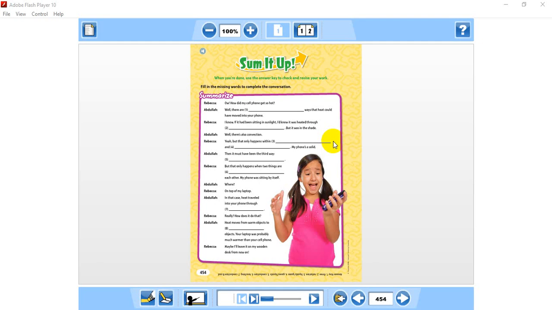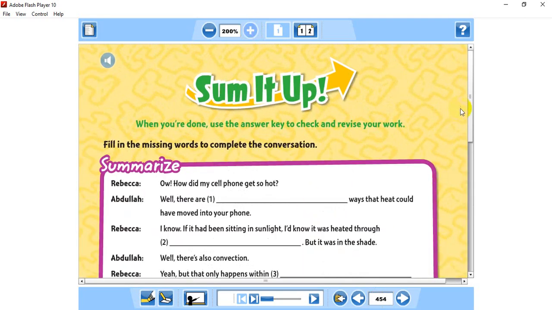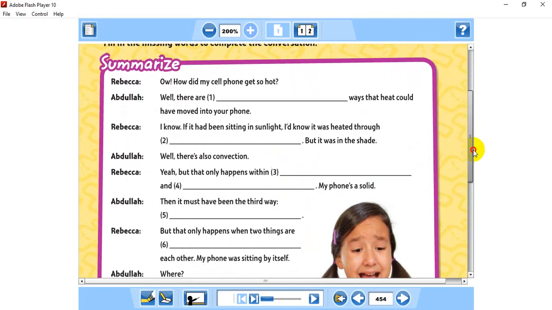So let's start with page 454. Okay guys, this is page 454. Let me zoom in on the page to see well what we will answer exactly. We have to answer this question to understand the previous lesson, which covered radiation and conduction as well. So today we will start talking about convection and radiation.